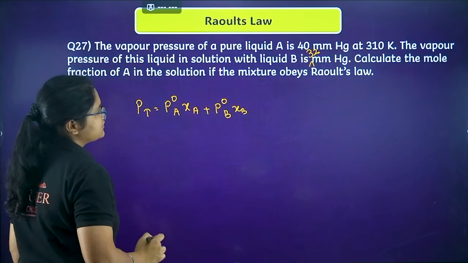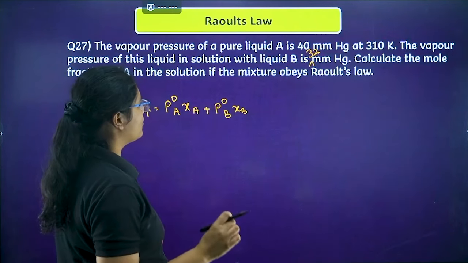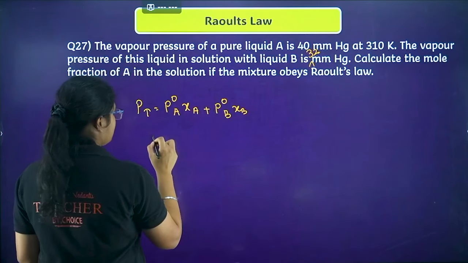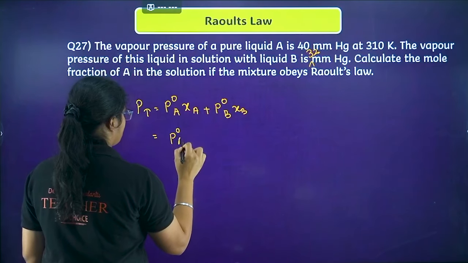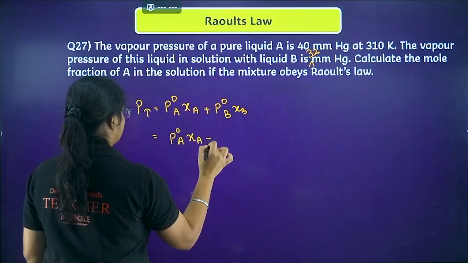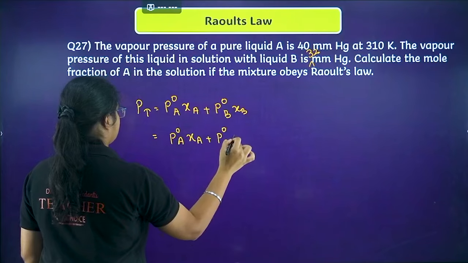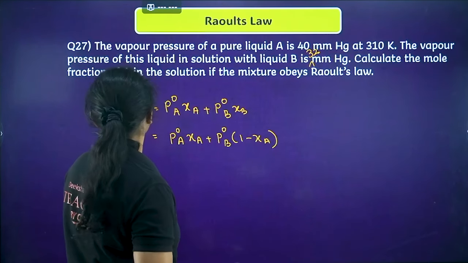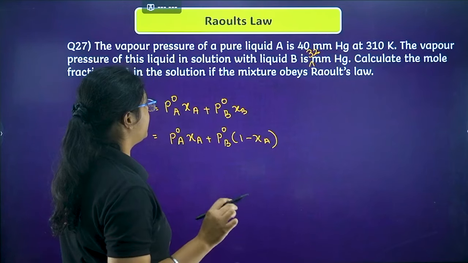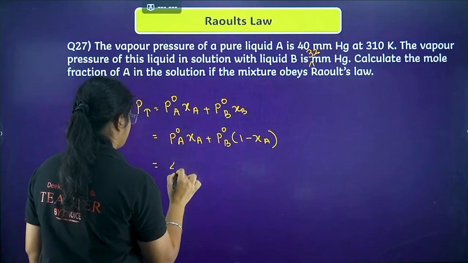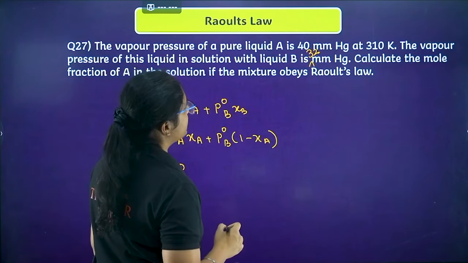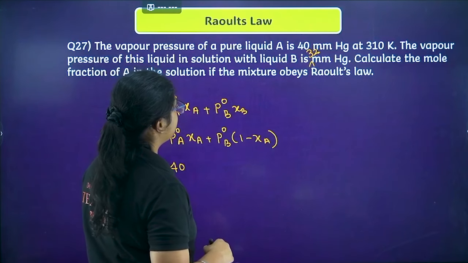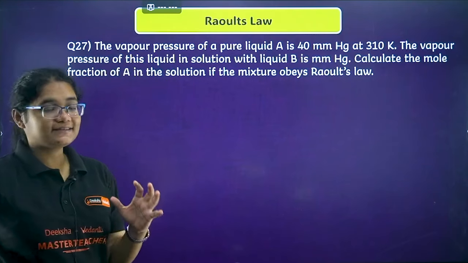Right? Now if I just want to know about the mole fraction of A, then I can write this in the form of P naught A XA plus P naught B (1 minus XA). The vapor pressure of pure liquid A is 40, so P naught A is 40. And the vapor pressure of this liquid in solution with liquid B is 32. Let us see the next question.